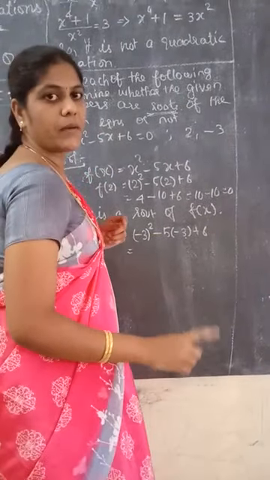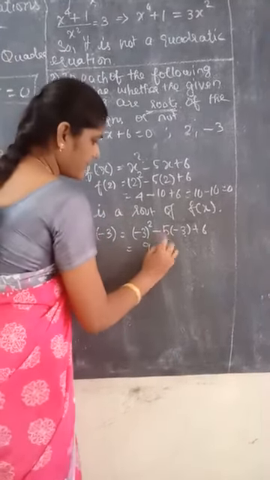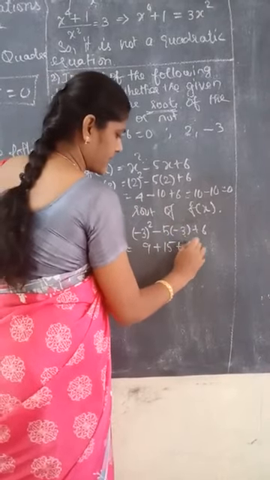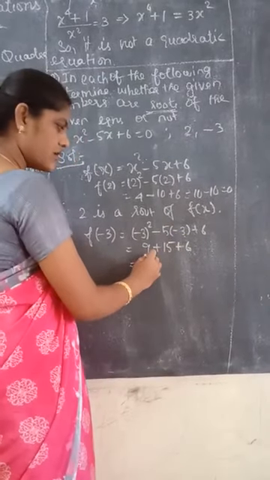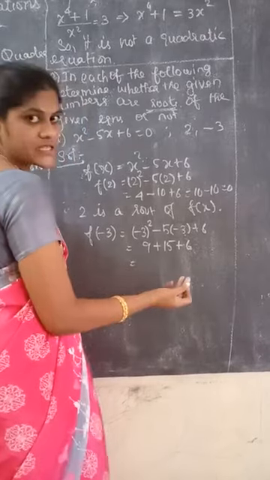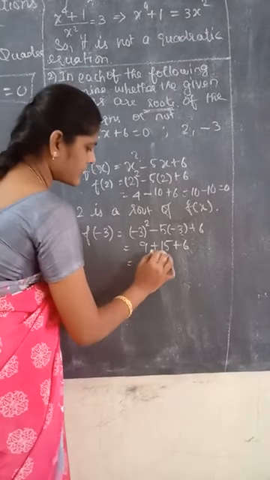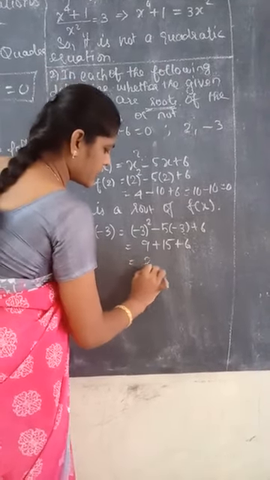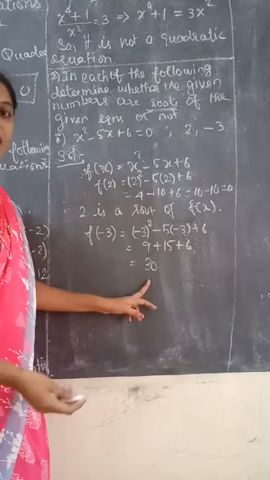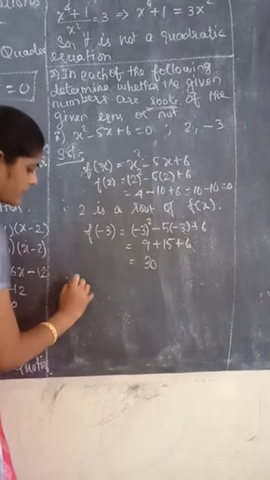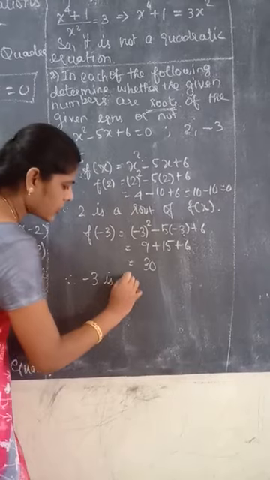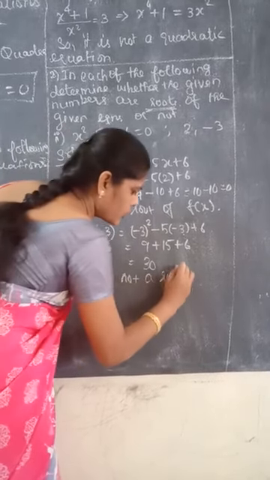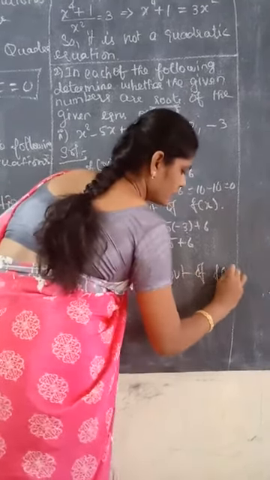Minus 3 square is 9, now minus 5 into minus 3 is plus 15, plus 6. So all the terms are positive. So automatically, 9 plus 15 is 24, plus 6 is 30. So this is not 0. So minus 3 is not a root of f of x.